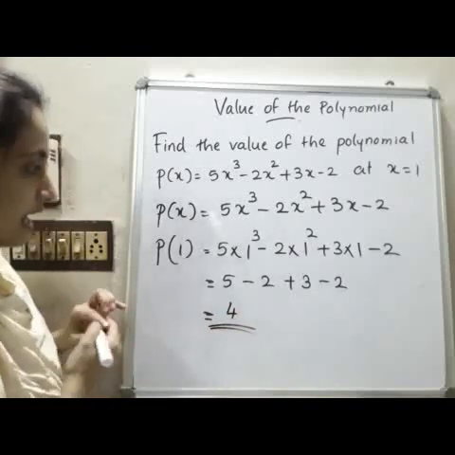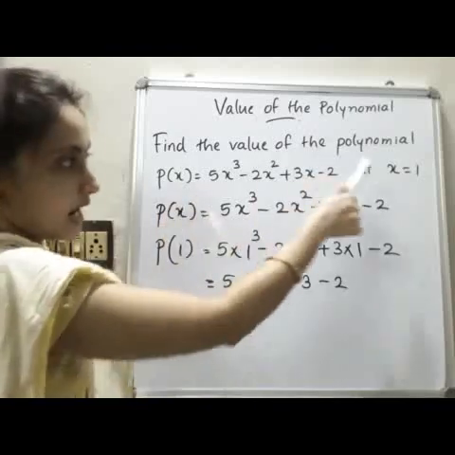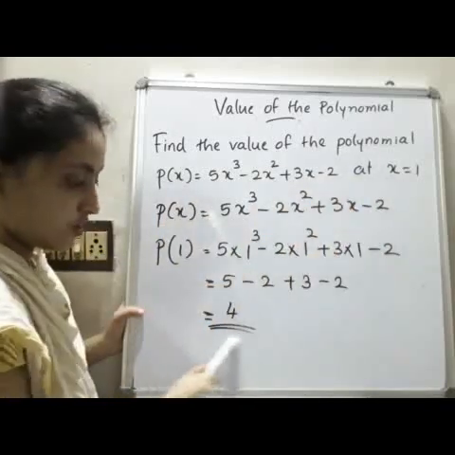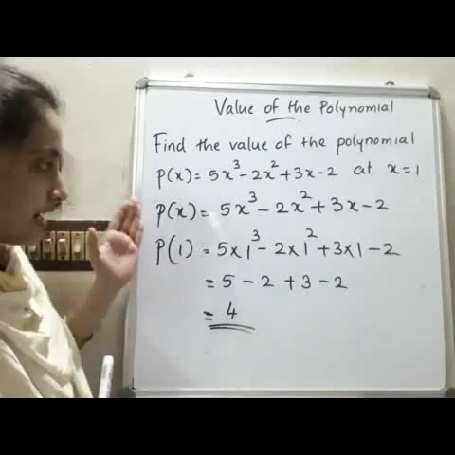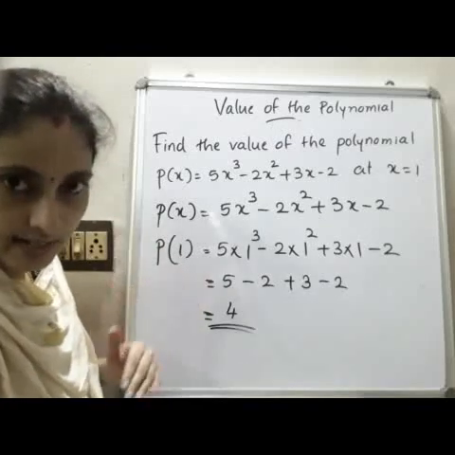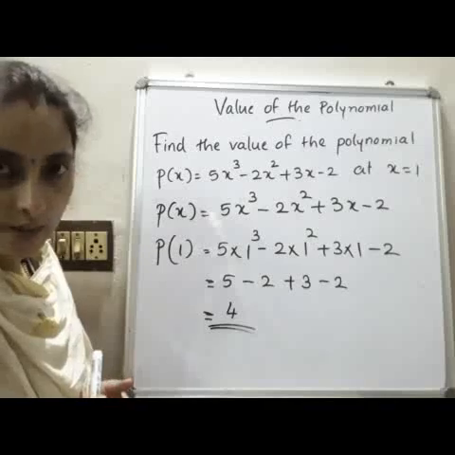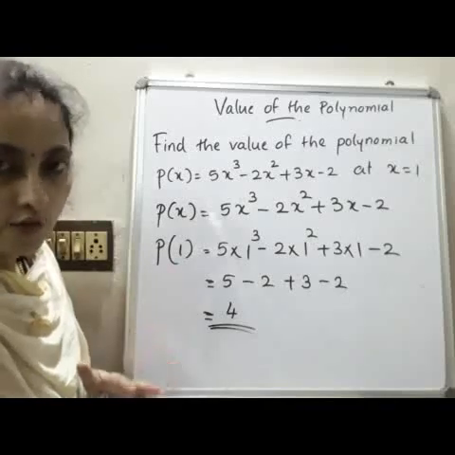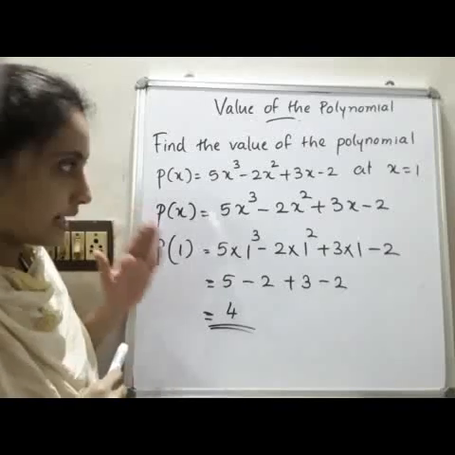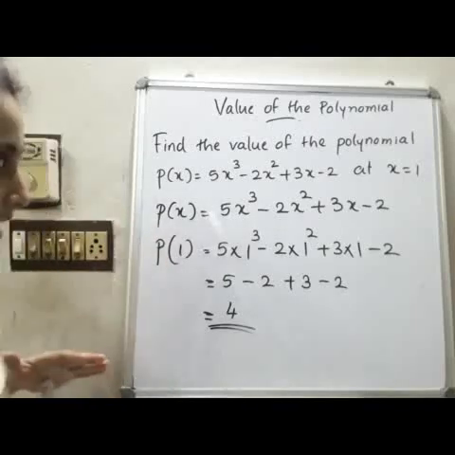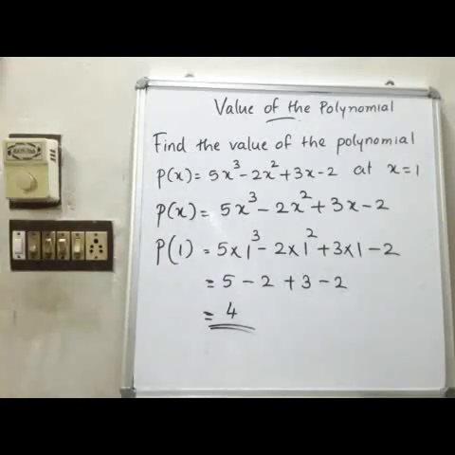That is the value of this polynomial at x is equal to 1. The answer you got as 4. The value is 4 itself. Wherever x is there, you have to replace that by the given number. That's all. That is the value of the polynomial. Hope you clear this question. We will move to the next question. So please write down the next question.